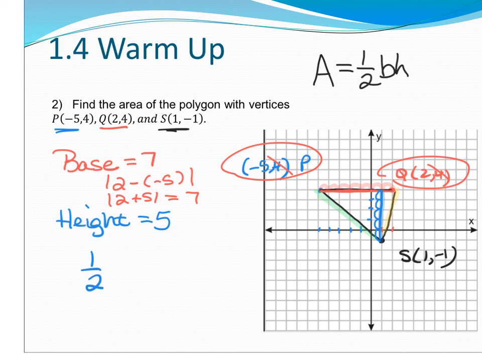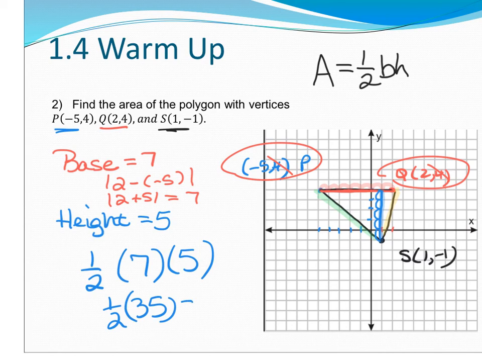So 1/2 base times height. I could multiply 7 times 5 and get 35. And now multiply it by 1/2, and the area would be 17.5 units squared.